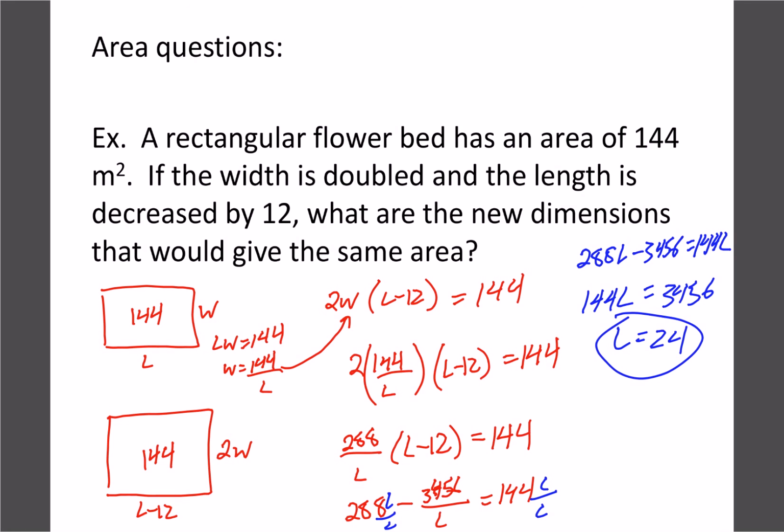If we go back to our original, that means our original length was 24. Our new length is going to be 24 minus 12, which would be 12. And if we go 144 divided by 24, that gives us a width of 6 originally, and 6 times 2 is 12. So our original rectangle was 24 by 6. Our new one is 12 by 12. So that's going to be our correct answer.